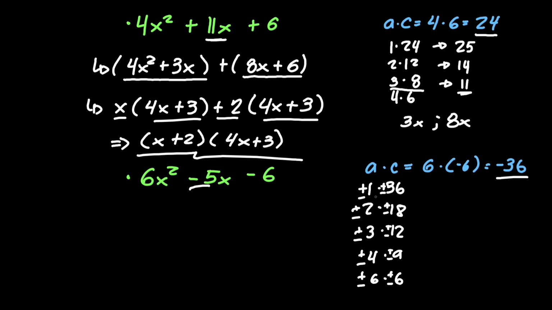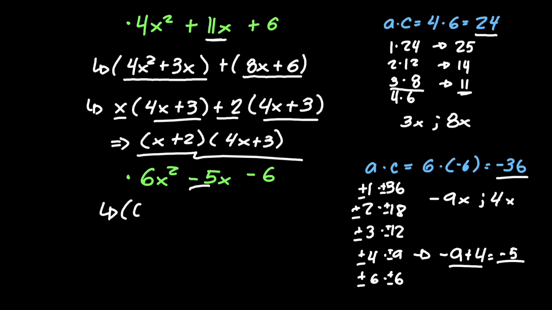Wherein if it's negative 1, it is positive 36, or if it's positive 1, it is negative 36. But yeah, that's just it. It can be reversible. So now what you're going to find here is adding to negative 5x. Now, negative 9 plus 4 would add to negative 5. So these would be the factors, negative 9x and positive 4x.